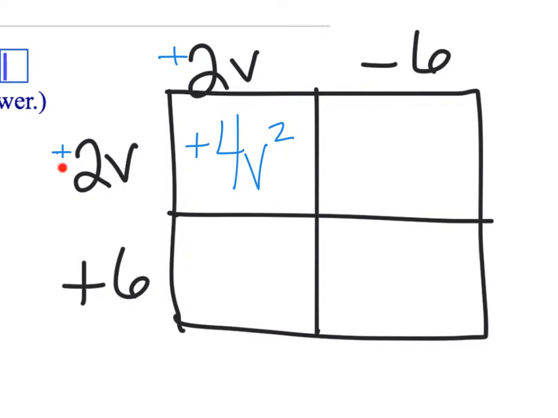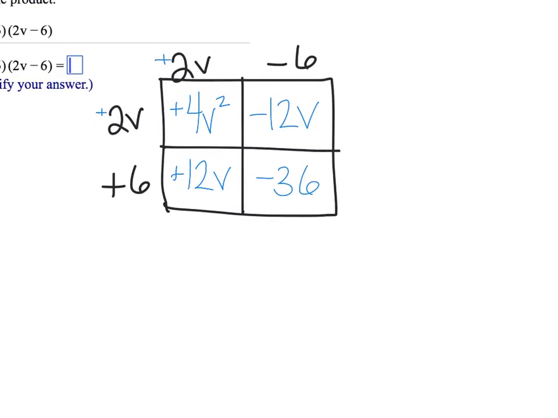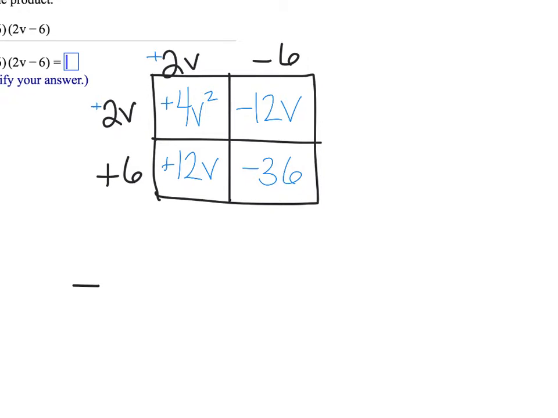Over here, we've got 2v times negative 6. Well, positive 2 times negative 6, that's our negative 12v. And then down here, you've got a positive 2, positive 6, so that's going to be positive 12v. And then way over here, you've got a positive 6, negative 6. Multiply those, you get negative 36. So what is that going to look like when we start simplifying? Well, the 4v squared has no like terms. It's all by itself, so it's 4v squared.